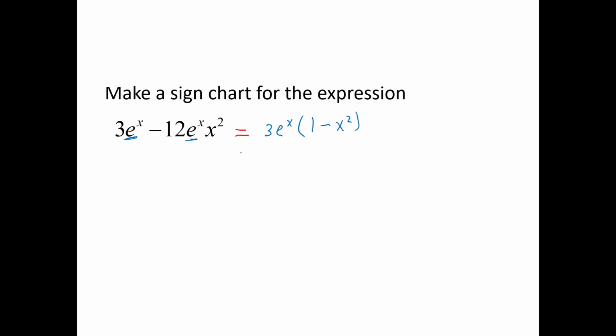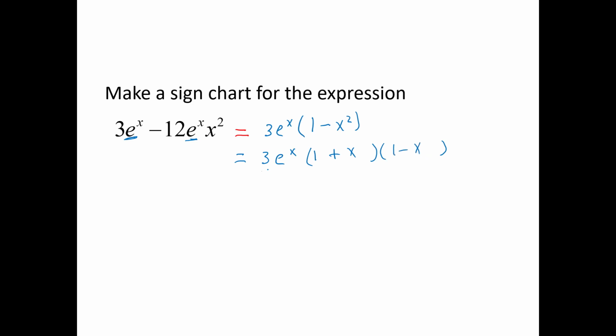Now I told you that I do like to have my leading coefficient positive, but in this case I'm just going to go ahead and write 3 e to the x. I could factor out the minus 1, but this is a difference of squares, so it's easy enough to just use the difference of squares. 1 plus x, 1 minus x.